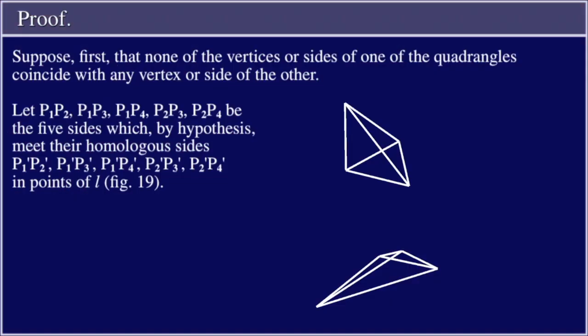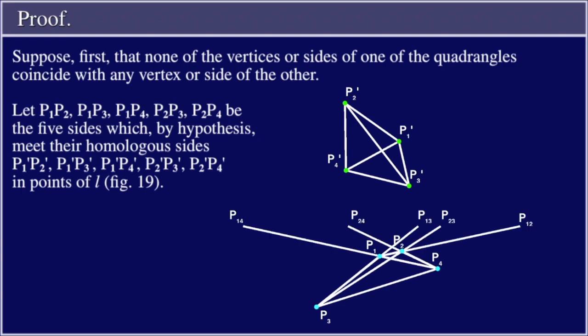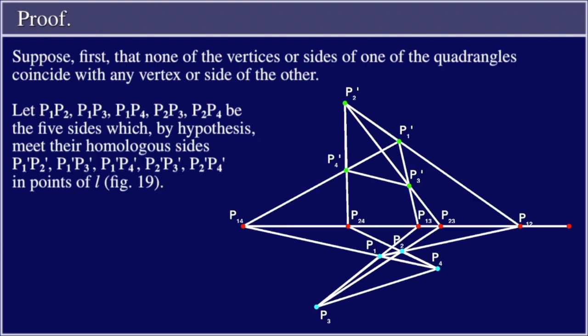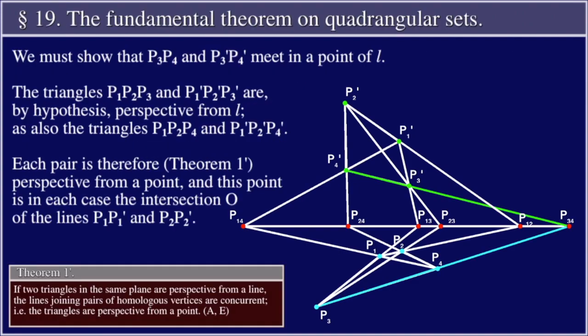Proof. Suppose first that none of the vertices or sides of one of the quadrangles coincide with any vertex or side of the other. Let P1P2, P1P3, P1P4, P2P3, P2P4 be the 5 sides, which, by hypothesis, meet their homologous sides P1'P2', P1'P3', P1'P4', P2'P3', P2'P4' in points of L. Figure 19. We must show that P3P4 and P3'P4' meet in a point of L.